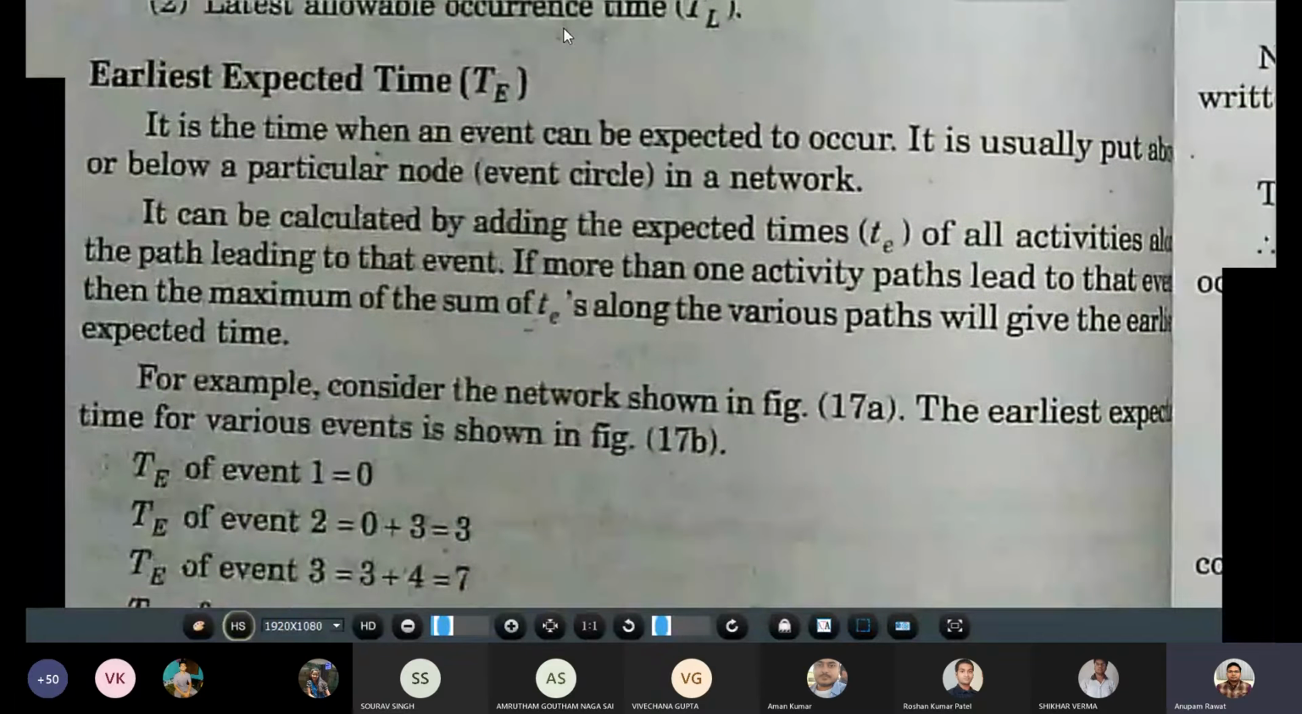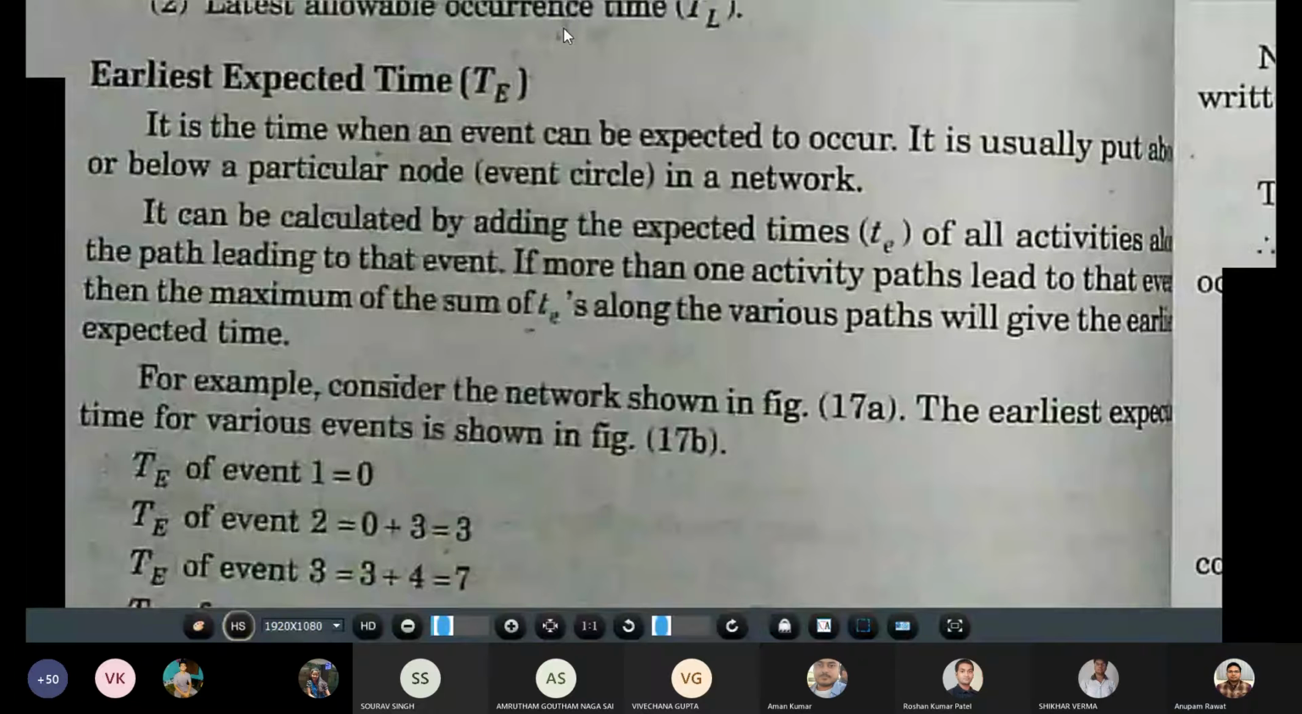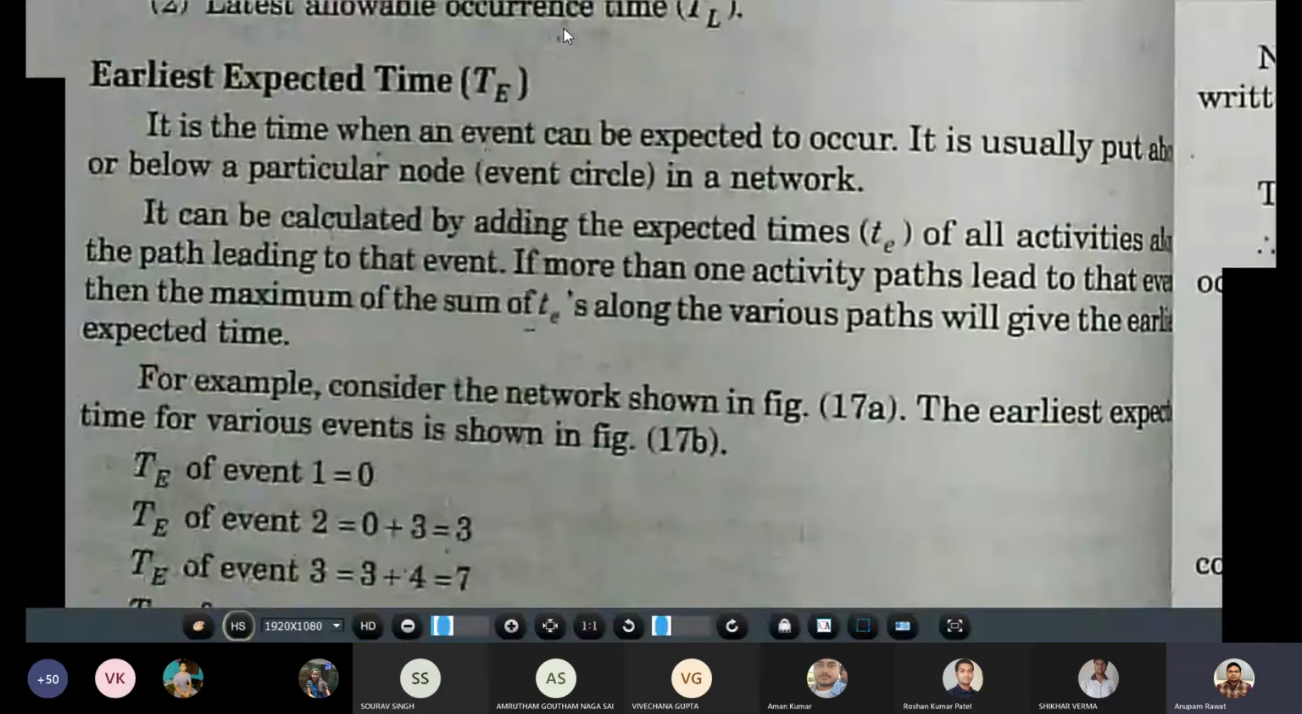It is the time when an event can be expected to occur, and it is denoted by TE. It is computed by adding the expected time t of all activities along a path leading to that event. If there is more than one path leading to that event, then the maximum of the sum of the t along the various paths will give the earliest expected time.